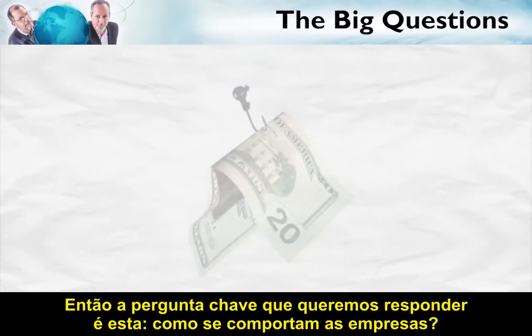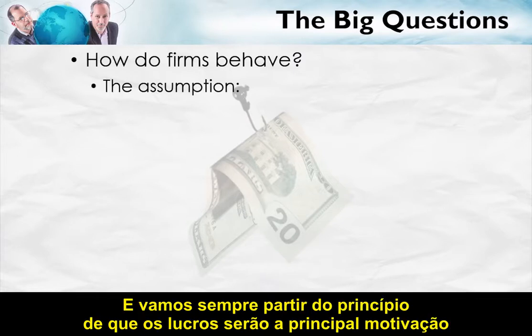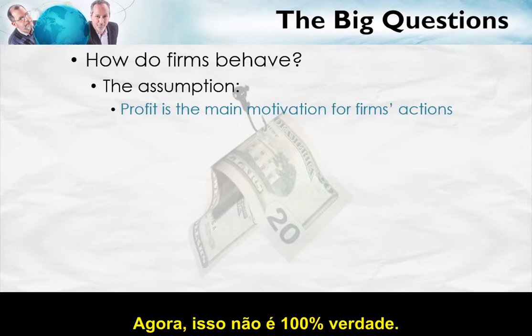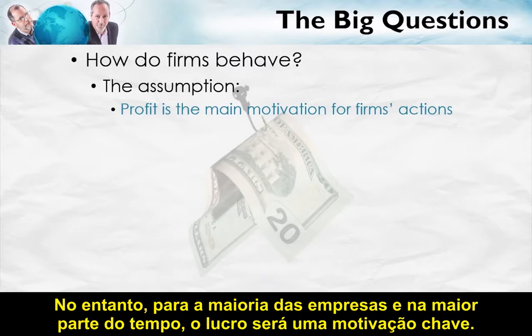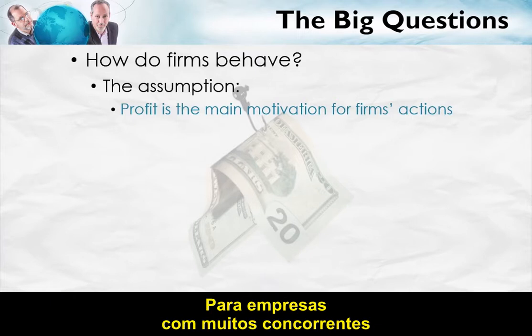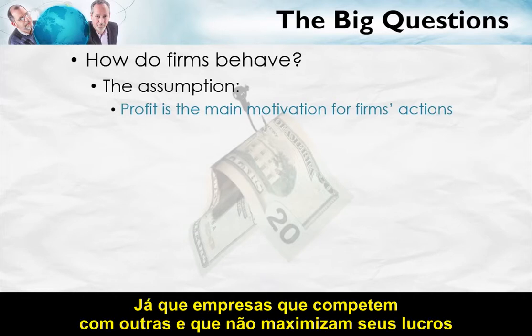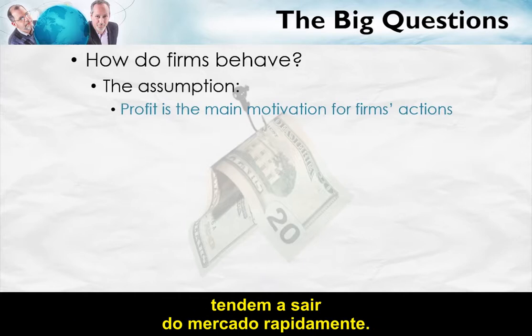So the key question that we want to answer is this: how do firms behave? And a guiding assumption is going to be that profit is the main motivation for a firm's actions. Now, this is not literally 100% true. Nevertheless, for most firms, most of the time, profit is going to be a key motivator. For firms with a lot of competitors, competition alone is going to compel them to maximize profit, because firms with a lot of competitors that don't maximize profit are going to be out of business pretty quickly.